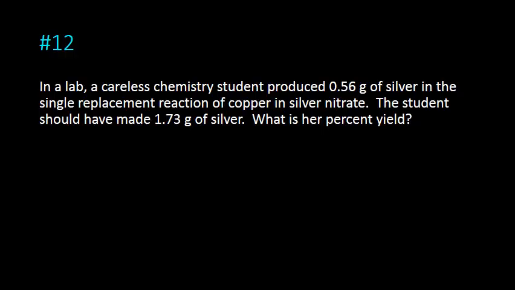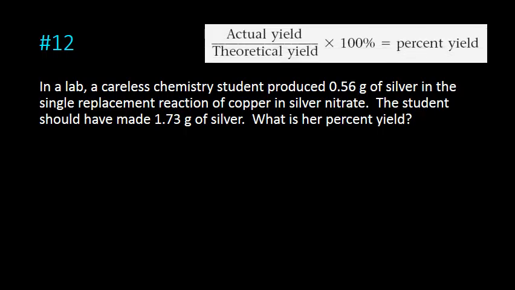Let's take a look at this. In a lab, a careless chemistry student produced 0.56 grams of silver in a single replacement reaction of copper and silver nitrate. The student should have made 1.73 grams. So, what's her percent yield? Well, you recall this formula, see? It's actual over theoretical.